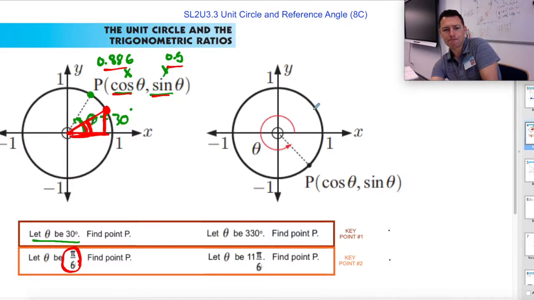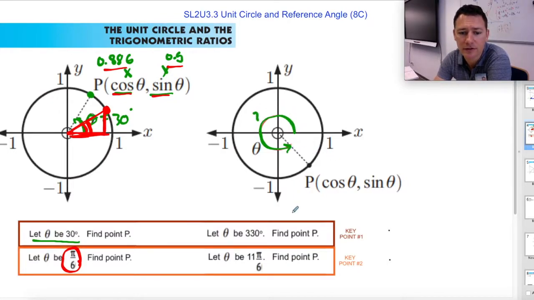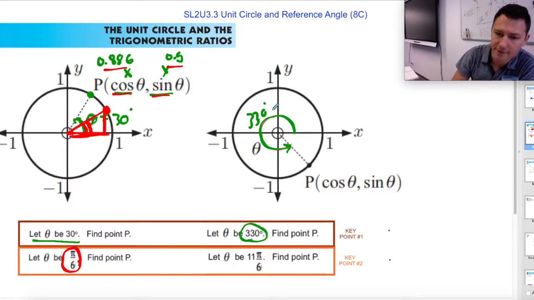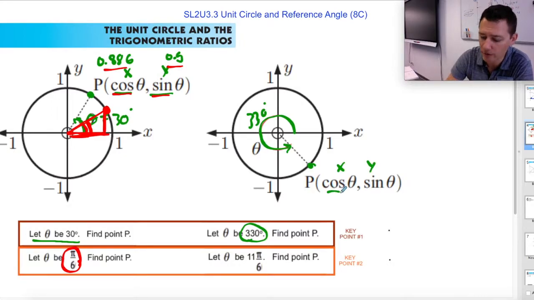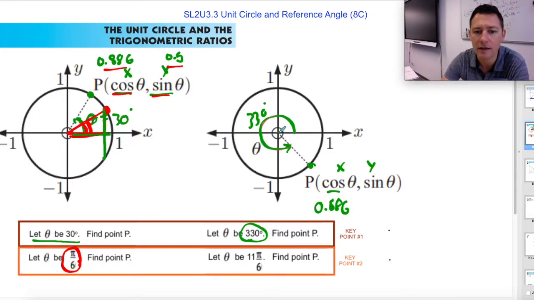Cool. We can do the same thing with any angle in here, regardless of which direction we turned. This angle here, let's call it 330. If you plug 330 degrees into your calculator, I know that the location of this point is (x, y). The x is cosine of 330, and it spits out 0.866. Oh, interesting. It's the same value as this, which means it's the same distance out.